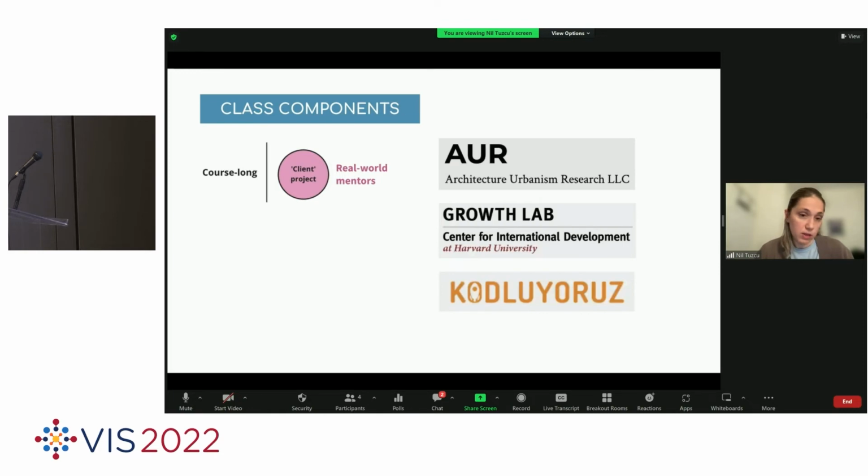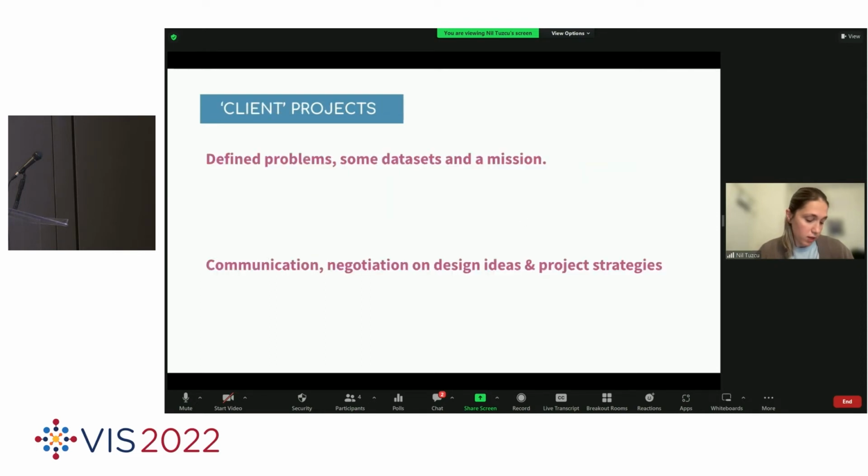We collaborated with 3 organizations who worked on forced migration, economic growth, and education. So I had double intentions with these client projects. First, these organizations had defined problems, existing data sets, and the mission. So it provided a good starting point for students to begin their projects.